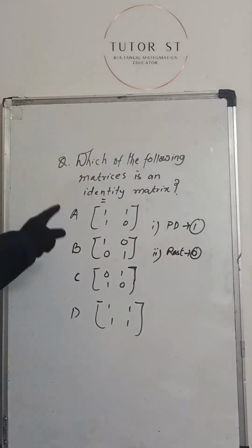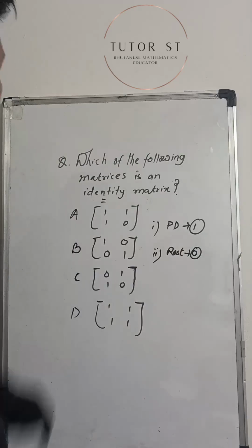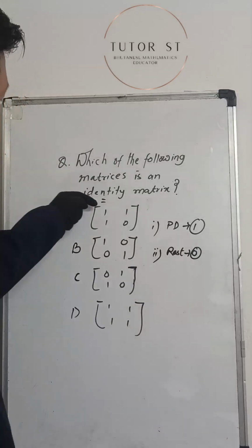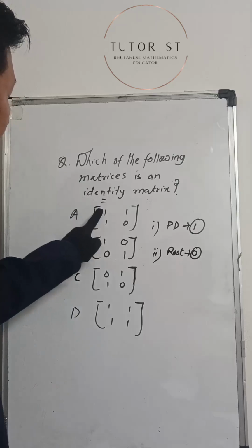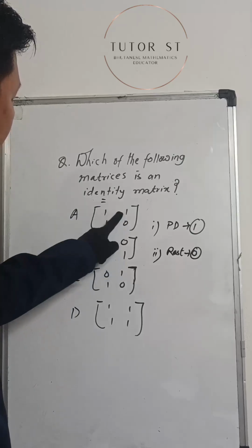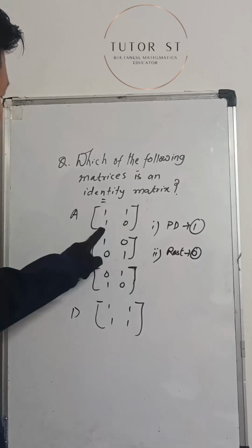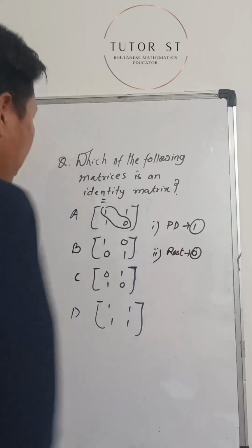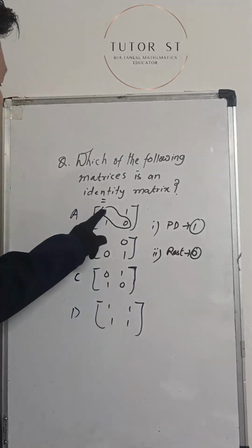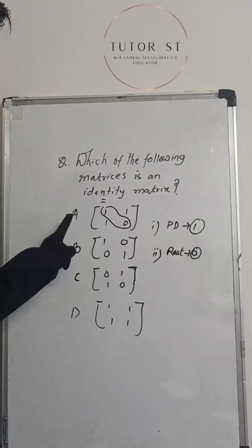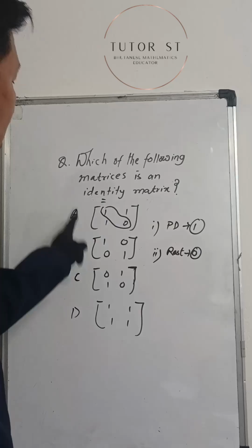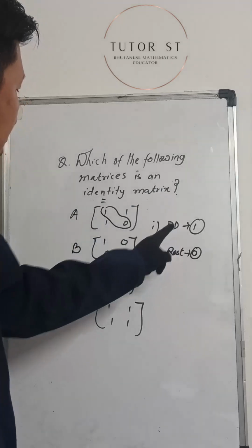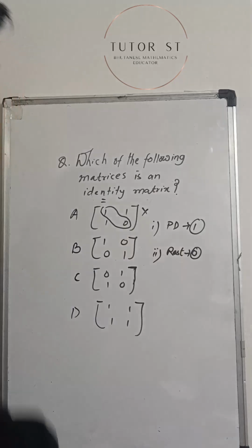Now, if you look at our first option here, principal diagonal is a diagonal. We have two diagonals here, one going from top left to the bottom right and another from top right to the bottom left. So if I look at this principal diagonal, we have elements 1 and 0. This matrix actually does not satisfy the very first condition. That is why this is not an identity matrix.